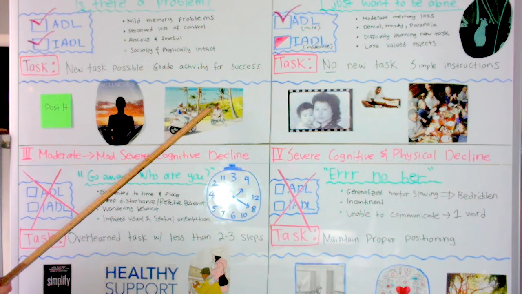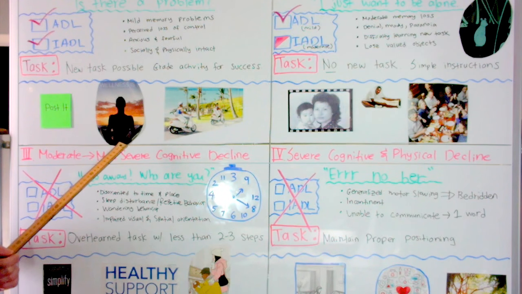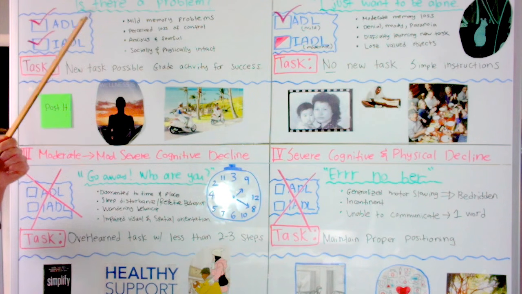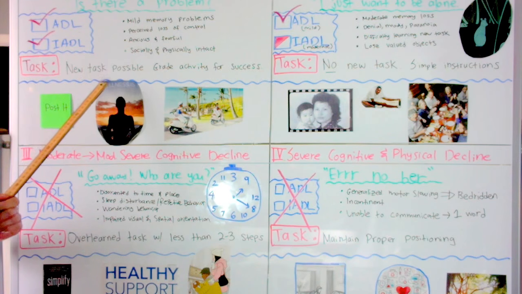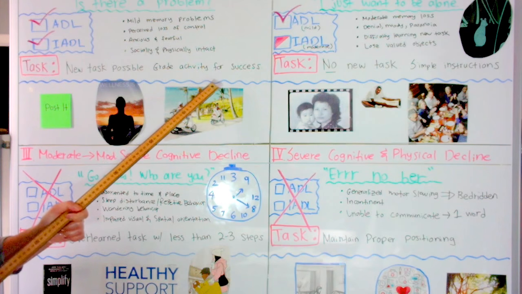and positive feedback. Here you see I have a post-it, and that's because environmental aids are very helpful at this stage as well. So posting things in central places, post-its, calendars, appointment books, you may even have notebooks to enhance memory and reinforce engagement. Okay, ADL and IADL is intact at this level, and again, in terms of task, new task learning is possible, but we want to grade the activity for success.